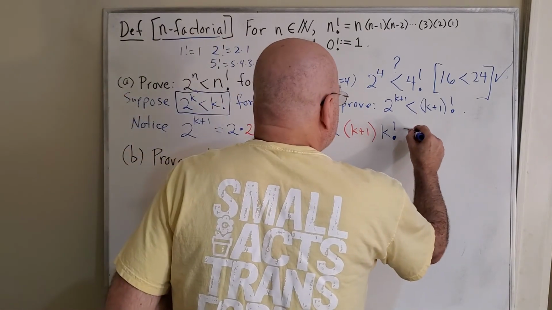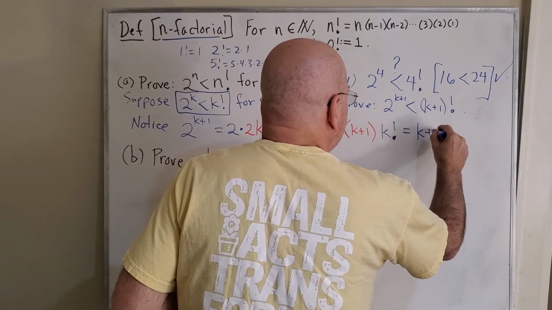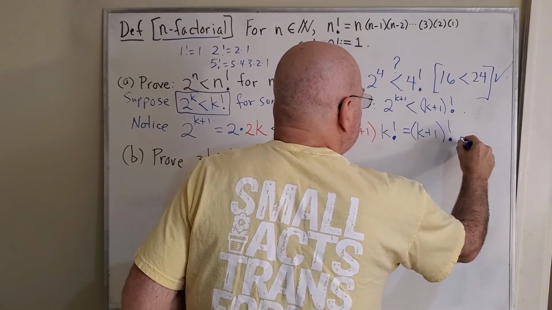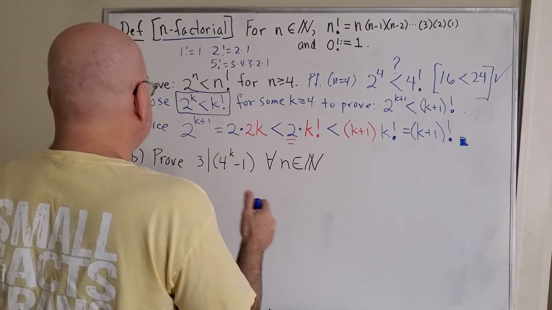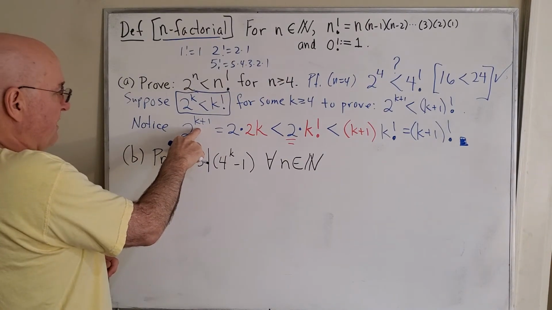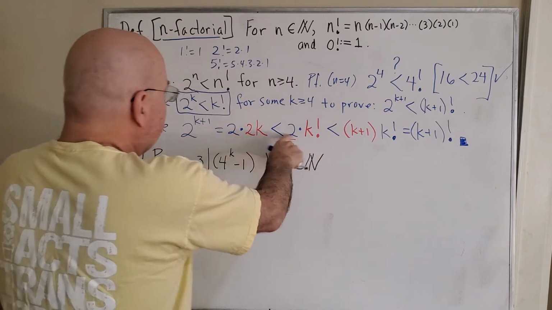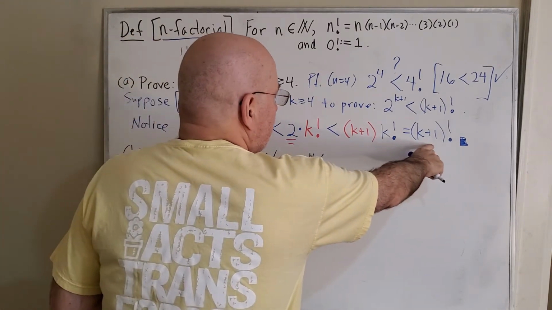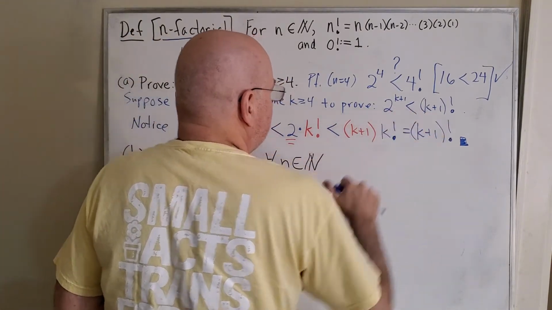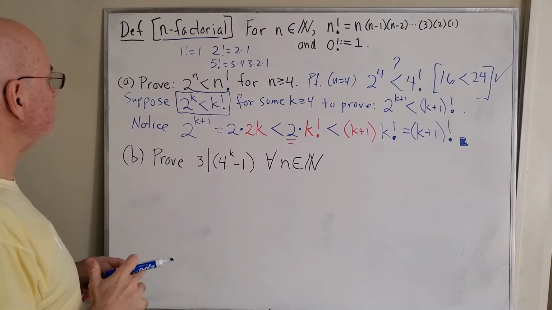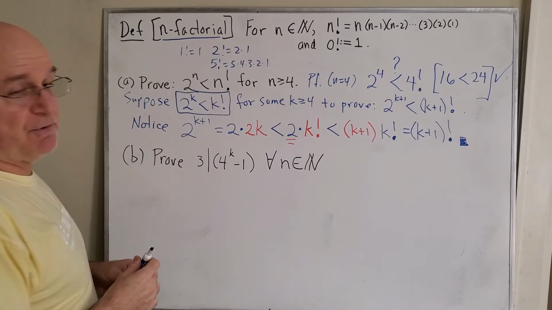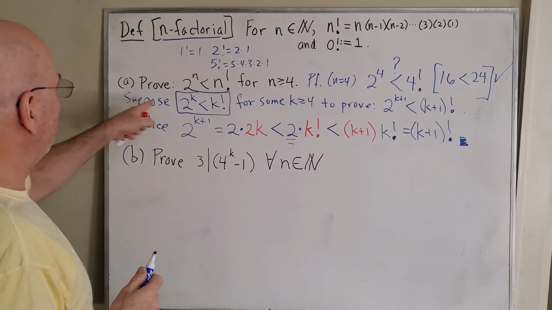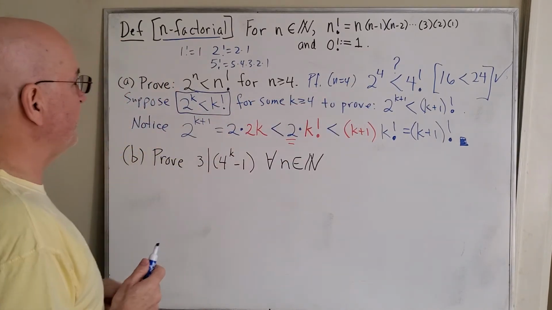But this is equal to k plus 1 factorial, and we are done. We proved that 2 to the k plus 1 is strictly less than, because we have a strictly less than along this path, k plus 1 factorial, so this is exactly what we have proven. So that one was nice, basically a one-line proof, if we ignore just this explanation of what we were going to do.